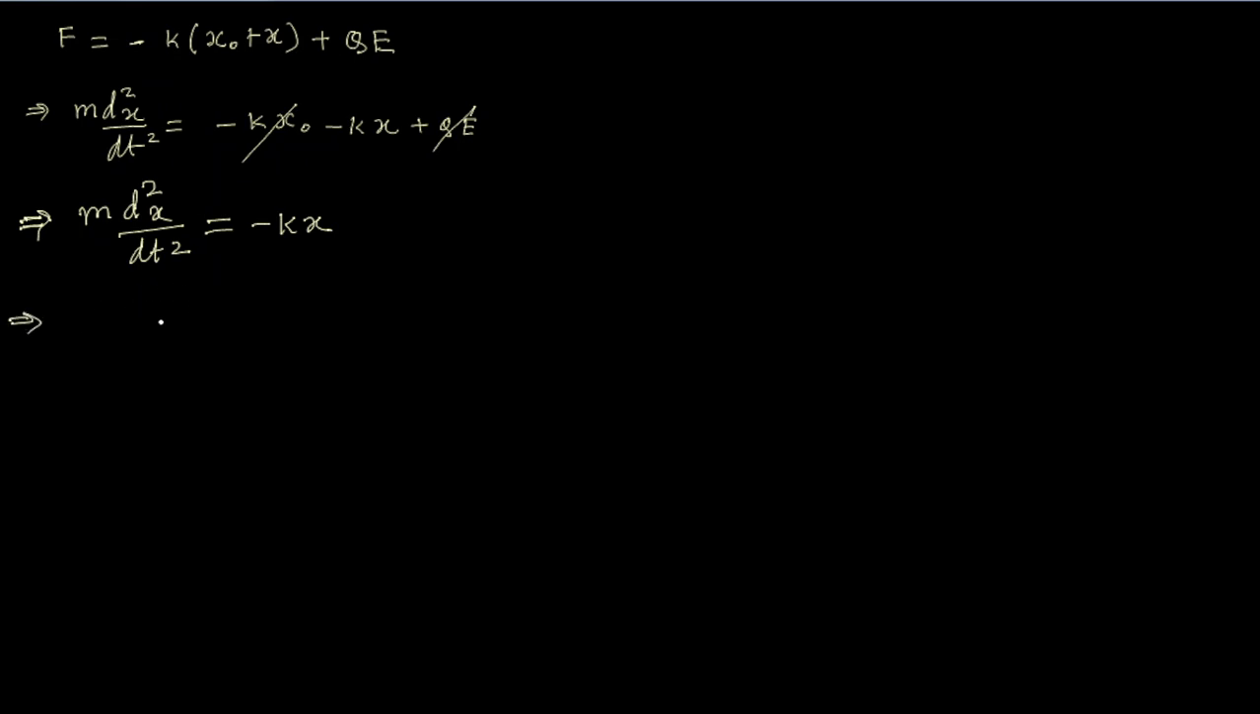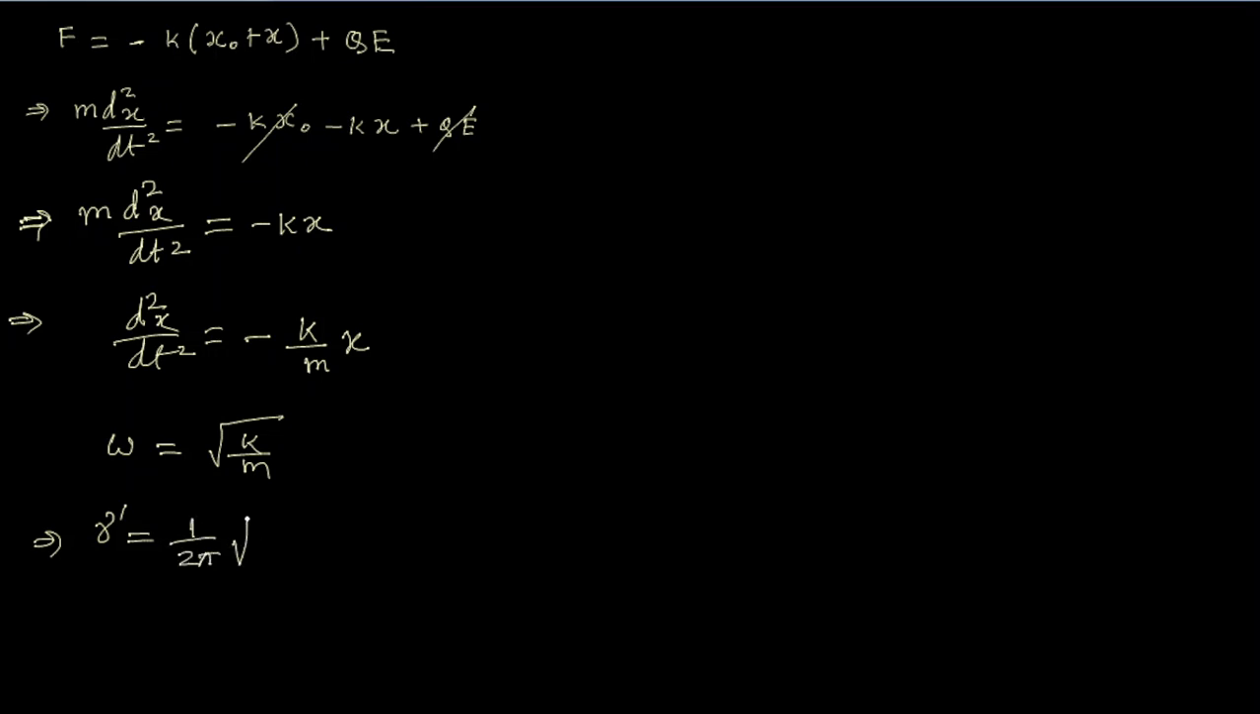So again, this will also be SHM motion. In this case also, if we want to calculate the angular frequency, d²x/dt² equals minus k by m into x, so the angular frequency will be the square root of k divided by m. The linear frequency in this case will be 1 by 2 pi into the square root of k divided by m.